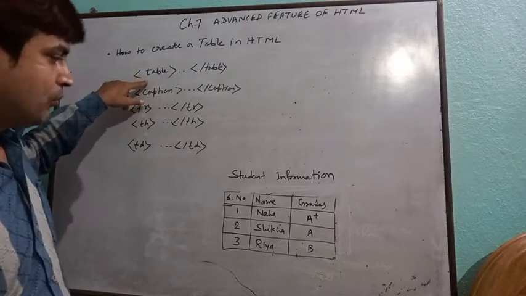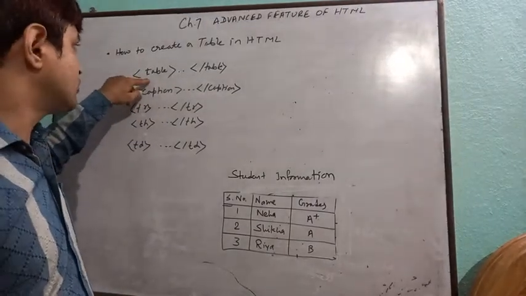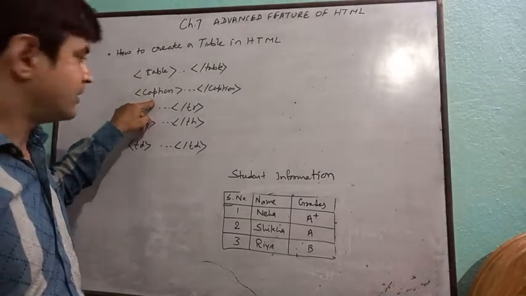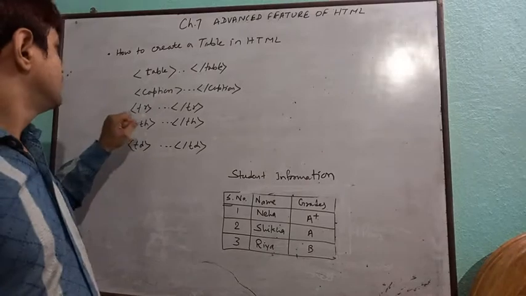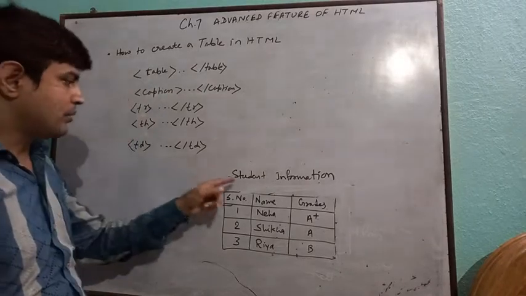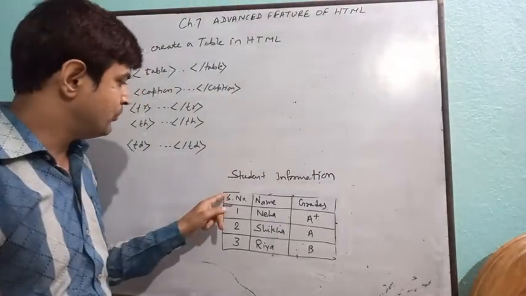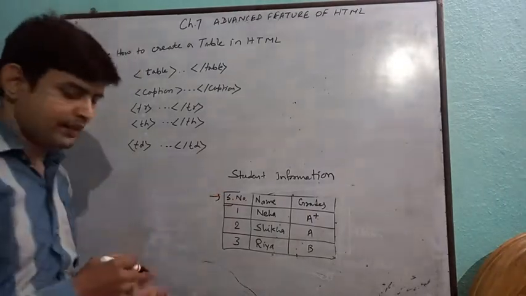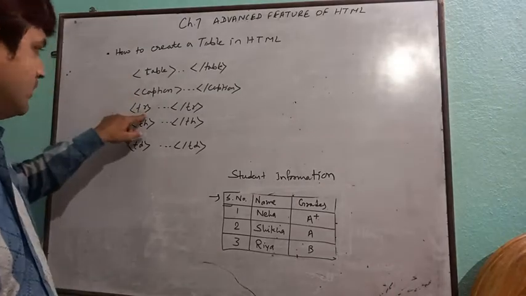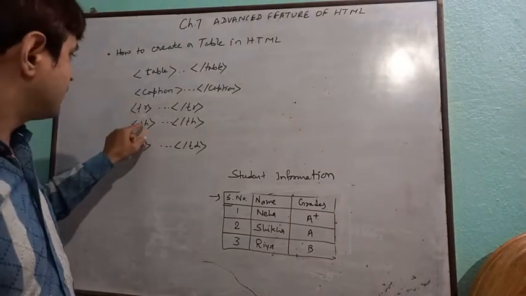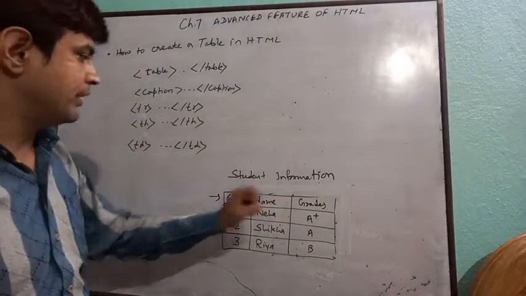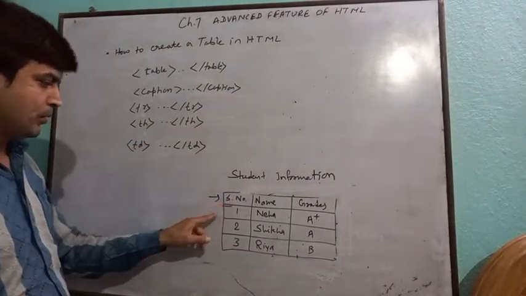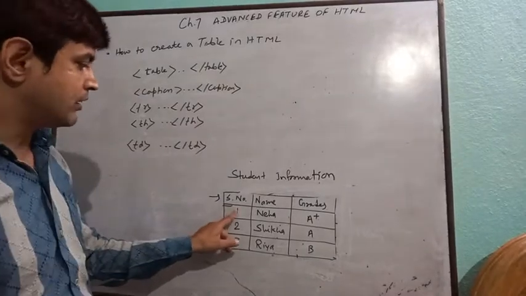That is, while creating a table, the first tag should be the table tag. Next to table, we define its title, so the caption tag is used. And next to caption, after defining the title of the table, we need to start rows. The first row is the table headings. So we will start here with the table row tag. Then under table row, we will define the table heading. And then from the next row, we will need to enter the data.